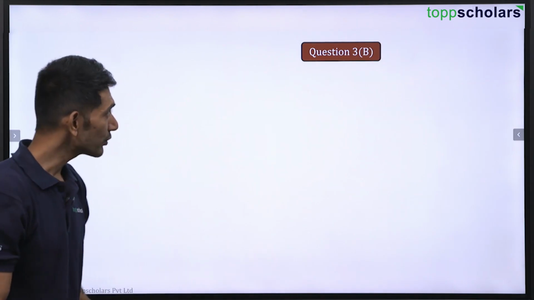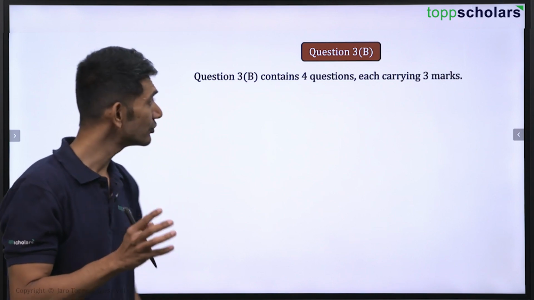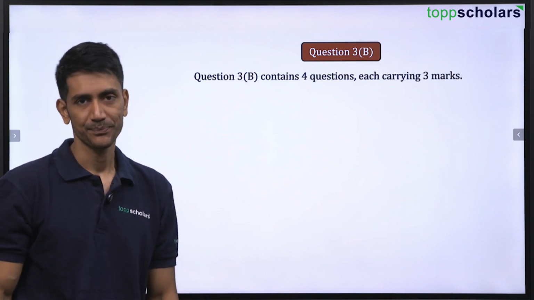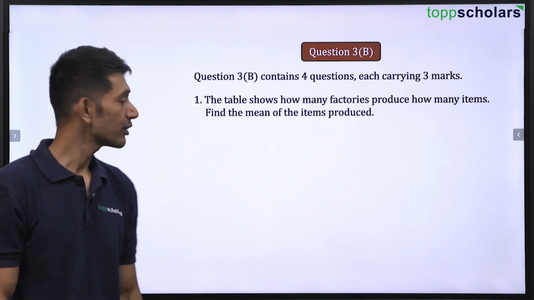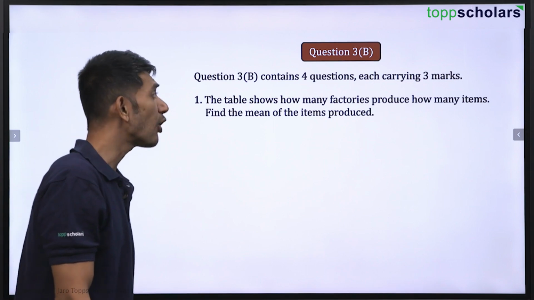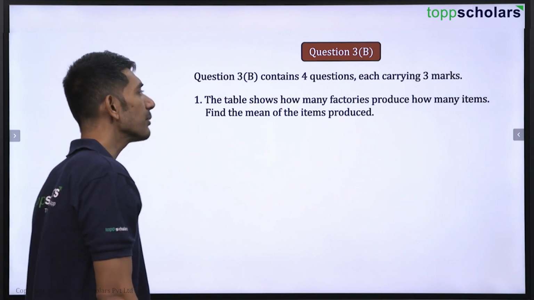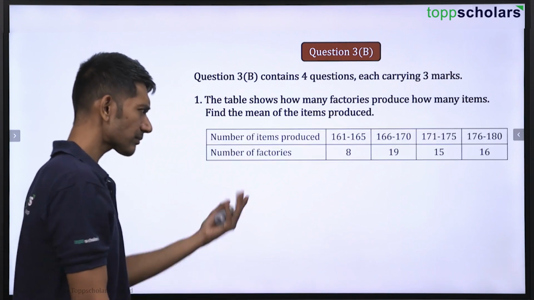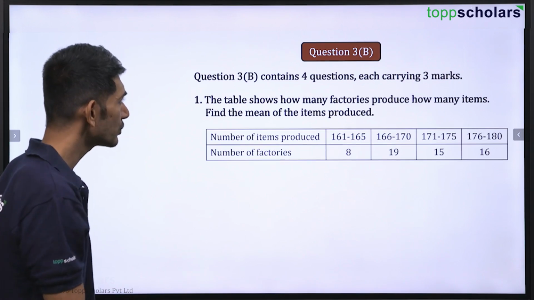So now let's move on to section 3B, where you will be having 4 questions of 3 marks each. That means this section particularly carries 12 marks. So the question says, that is the first question, the table shows how many factories produce how many items. Find the mean of the items produced. So it's a simple and a straightforward question. In this question, we are supposed to find out the mean.